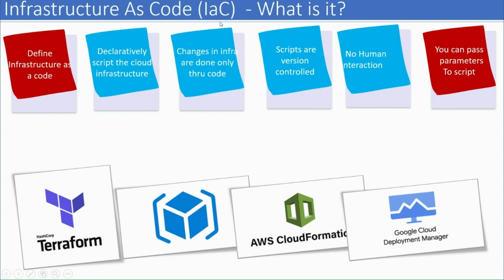So to write this IaC, there are commercial tools available in the market. The most popular one is from HashiCorp, Terraform, and we have an Azure related IaC, and we have Amazon and also the Google Cloud Deployment Manager, which helps in writing infrastructure as code very easily.